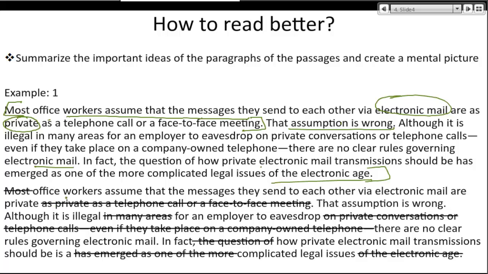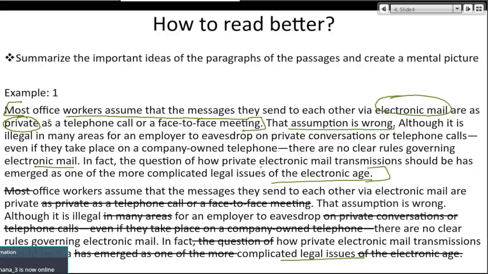I have said office workers assume that the messages they send to each other are private. That assumption is wrong. Although it is illegal for an employer to eavesdrop, there are no clear rules governing mail. In fact, how private electronic mail transmission should be is a complicated legal issue. So there is an assumption about the privacy of mails, and the assumption is wrong because there are no rules, and it's a legal issue. It's a big legal issue.